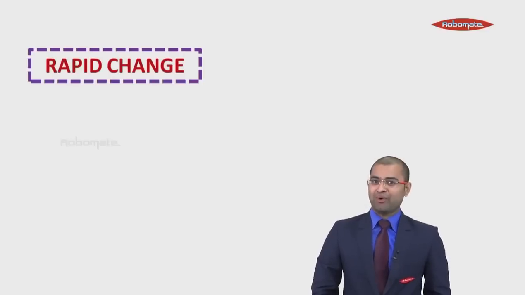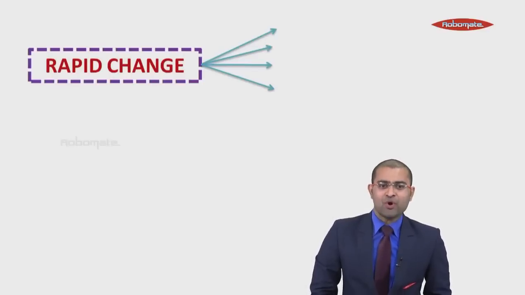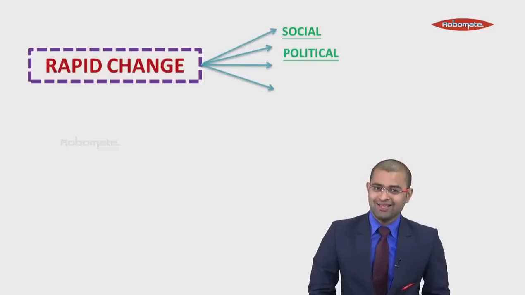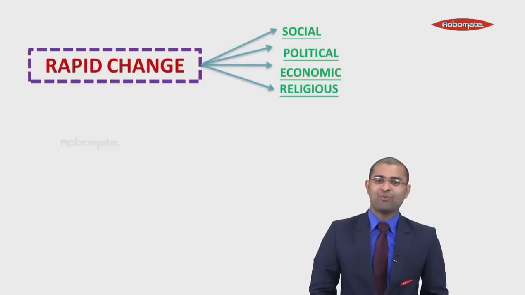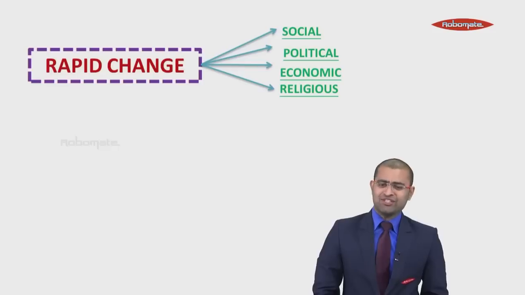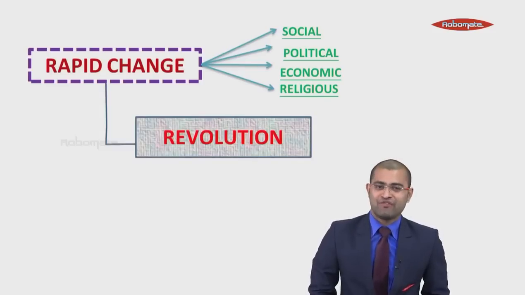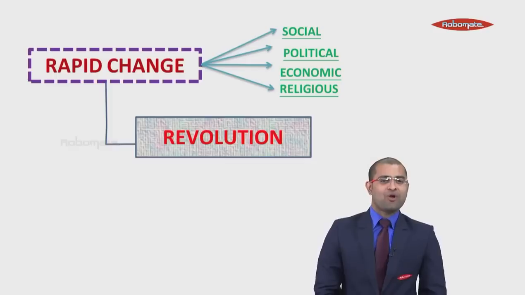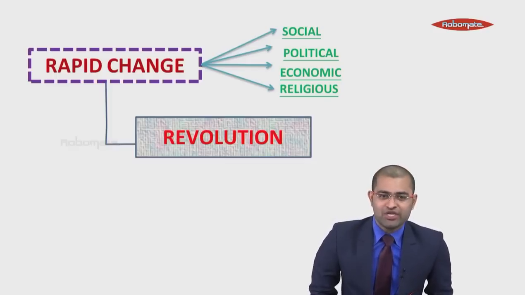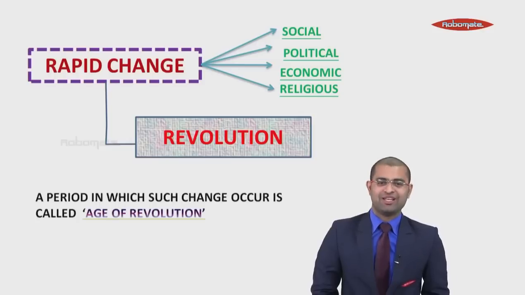Revolution is nothing but a rapid change. This rapid change occurs in four fields: social, political, economic and religious. Students, these are the four fields where change occurs, and this change is what we call revolution. In simple terms, revolution is a fundamental change brought about intentionally.